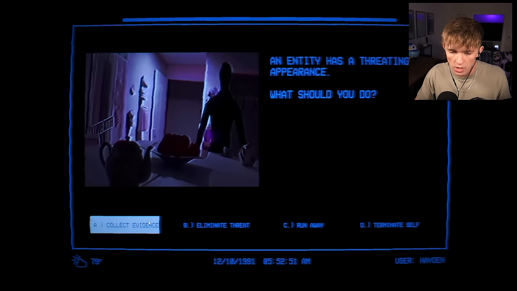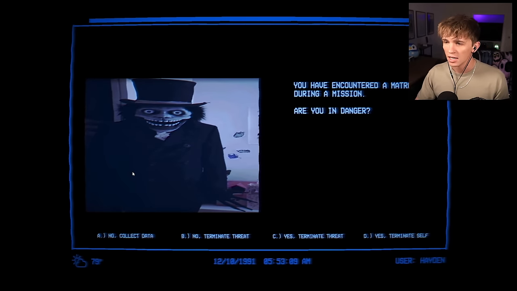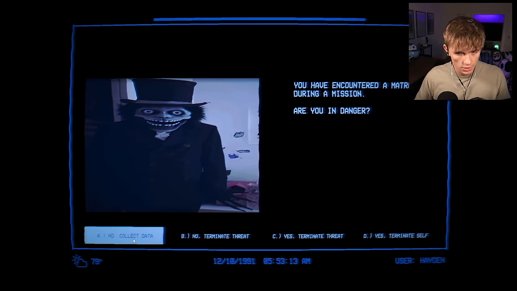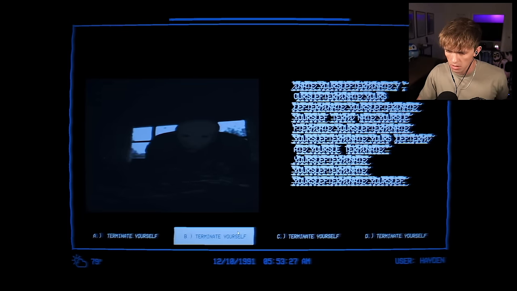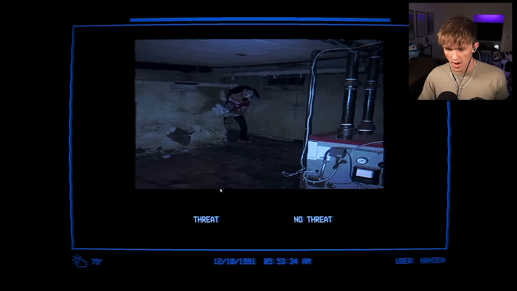Entity is threatening appearance. What should you do? Collect evidence. No threat. Popping off. Yeah, the one on the right. Right? You have encountered an animatronic during a mission. Are you in danger? No. Collect the data. Animatronics are pussies. Everyone knows that. That guy. Click the ugliest image, always. Ooh. Terminate yourself. It looks like I'm terminating myself. Threat. What I say earlier, any Mickey Mouse looking... That one. Easy. Easiest answer in my life.